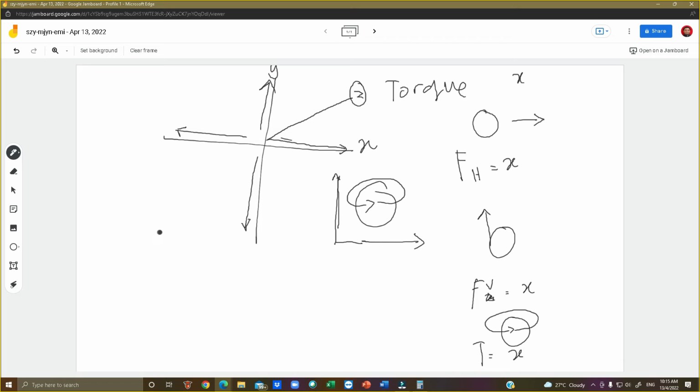Okay, so if an object tak ada pergerakan ke depan, there is no motion forward, we call it as FH equals to 0. Maksudnya objek ni tak bergerak ke depan ke belakang. If the object does not move upwards or downwards, we call it as FV equals to 0. Maksudnya it does not move up, it does not move down. And if torque equals to 0, meaning that the object does not rotate. Ini when the object move. Ini when the object does not move at all.